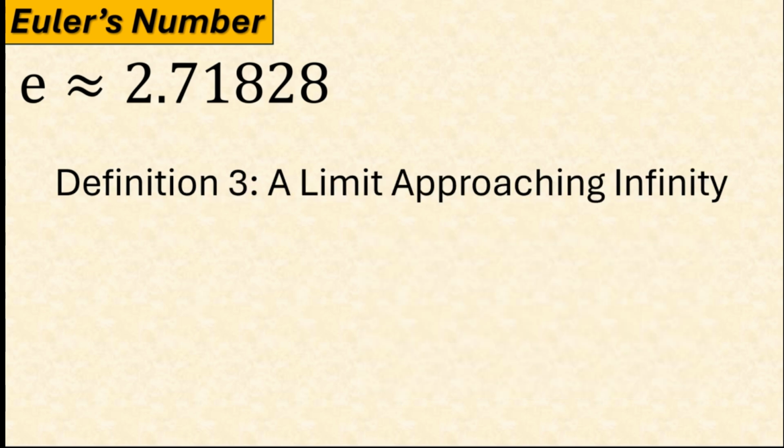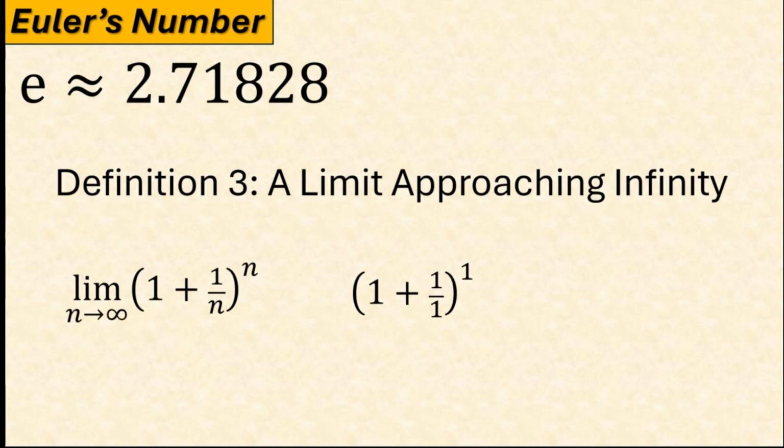Another way to define E is expressing it as a limit approaching infinity. Allow me to show what this means. This is a common way to define E, using a limit notation. If you're unfamiliar with this, what we are doing is we are analyzing what 1 plus 1 over n to the n power looks like as n gets closer to infinity. So, starting with n equals 1, we can evaluate this. We find that it equals 2. So, now let's see what happens as n gets closer to infinity.